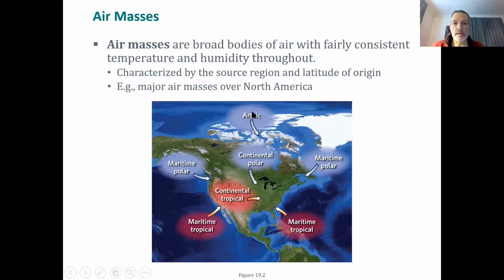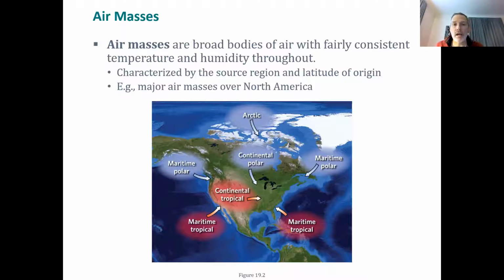North of the continental polar is the Arctic air. And you may hear about the Arctic front or the polar vortex. That's occurring right up here where we have that polar jet stream. So when we start looking at any of these air masses, they're named after where they come from.